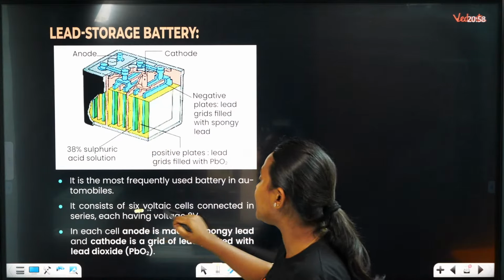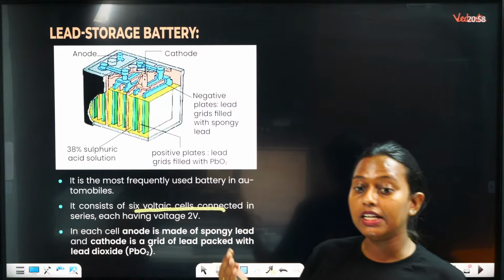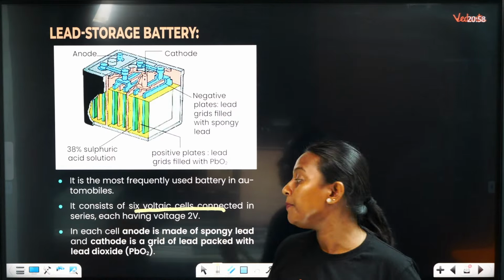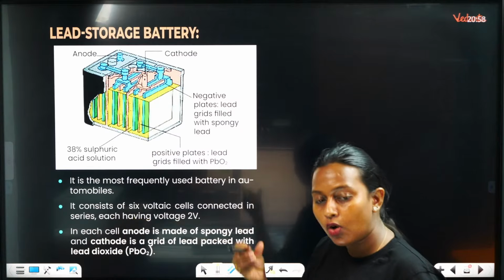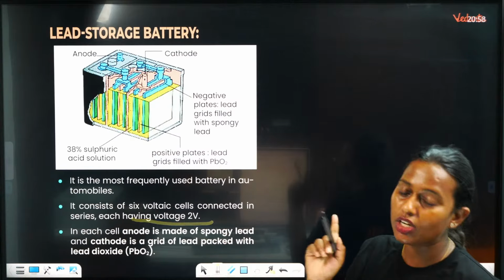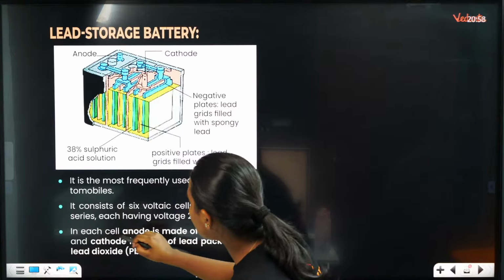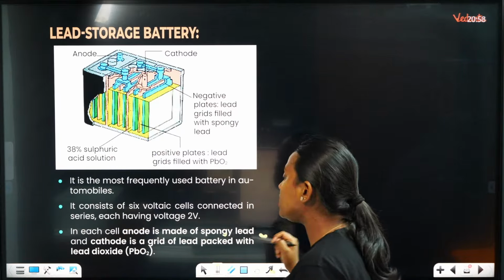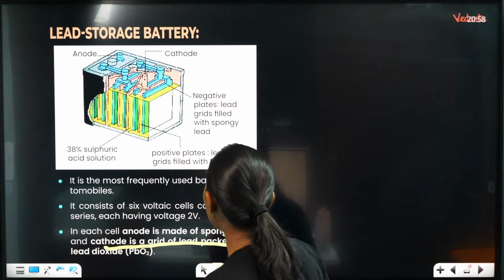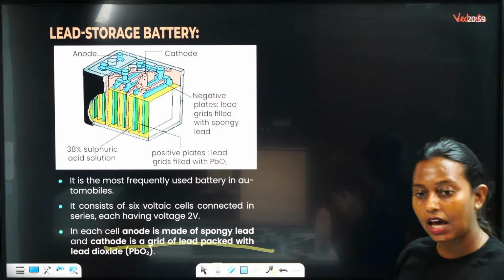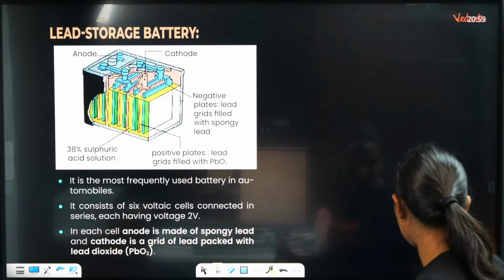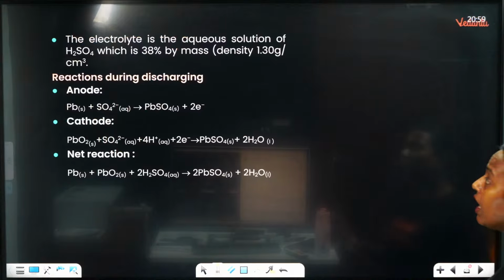It consists of 6 voltaic cells connected in series, and each cell has a voltage of 2 volt. In each cell the anode is made up of spongy lead and the cathode is made up of a grid of lead packed with lead oxide. The anode and cathode are very important: which is the anode, which is the cathode, and which is the electrolyte.